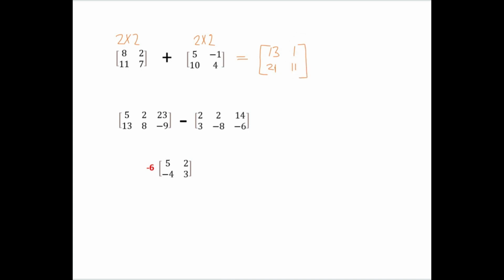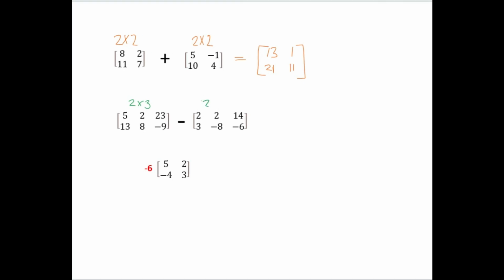We do the same thing with subtraction. We first have to check and make sure our identifying rows and columns are equivalent. Here we have a 2 row by 3 column matrix, and again we have a 2 by 3 matrix. So we can go straight across.